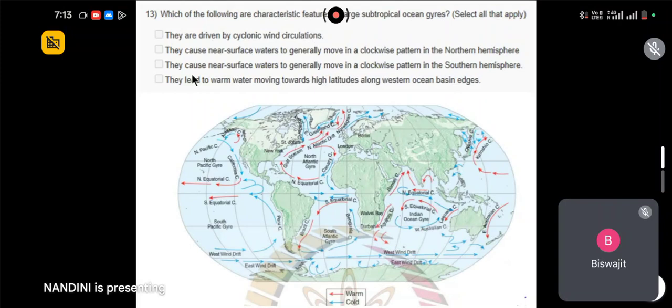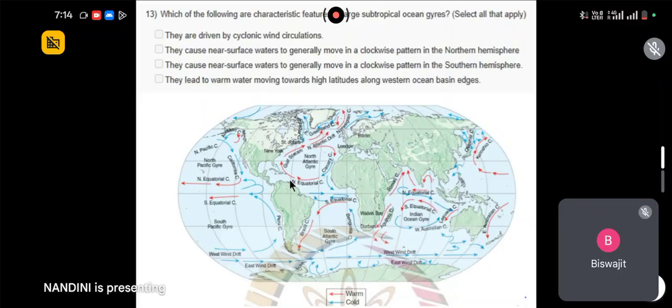In the northern hemisphere, these subtropical ocean gyres have a clockwise circulation, whereas in the southern hemisphere, they have an anti-clockwise circulation. Generally, the red lines show warm ocean currents, which carry warm water from the equator to the polar regions, and the blue lines are cold ocean currents, which carry cold water from the polar regions towards the equator.